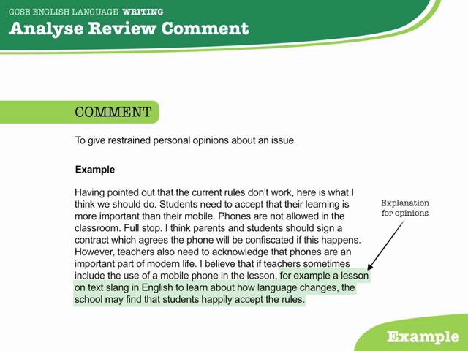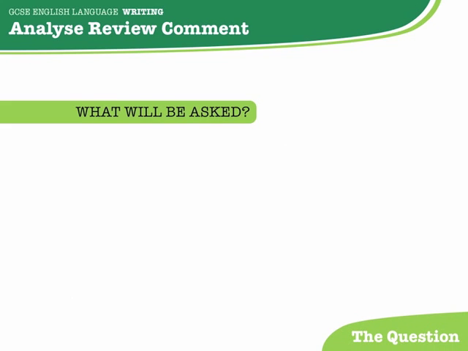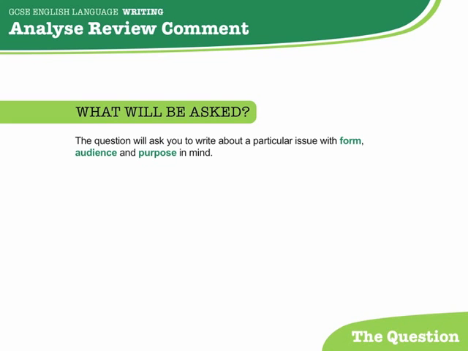So having looked at the three styles of writing, we now need to briefly look at what will be asked in the exam question. The question will ask you to write about a particular issue with form, audience and purpose in mind. Form means the type of text you'll write. This might be a letter, an article for a newspaper or magazine, a report or a speech.